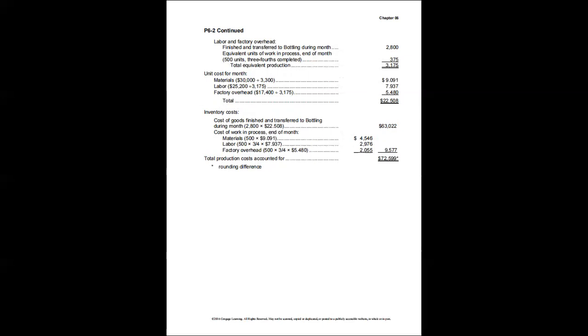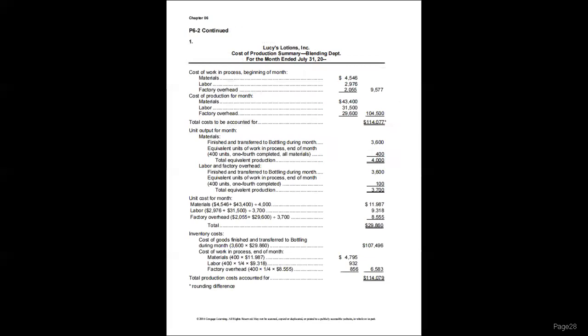Labor is only with an EP of 375 times the cost per unit, and the same with factory overhead. So we have again a rounding off difference of 1 peso because the total cost to be accounted for is equal to 72,600. Now, for the second requirement of 6.2, make the journal entries for each month to record the cost incurred or used in production and the transfer of the finished units from blending to bottling.